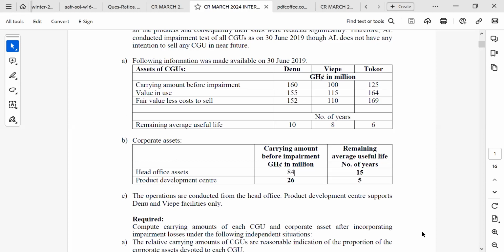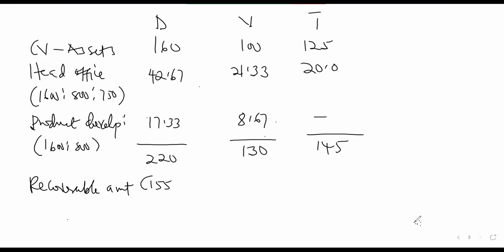What is the recoverable amount now? 155. Okay, we use the highest one. So we have 155 now. Okay, the other one will be what? 115. Okay, this will be 169. You can see that there is no impairment over here, isn't it? Yes. But there is an impairment of 15 here, isn't it?